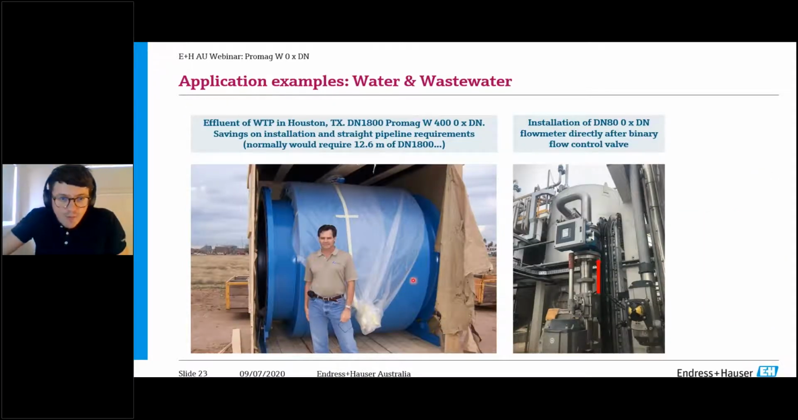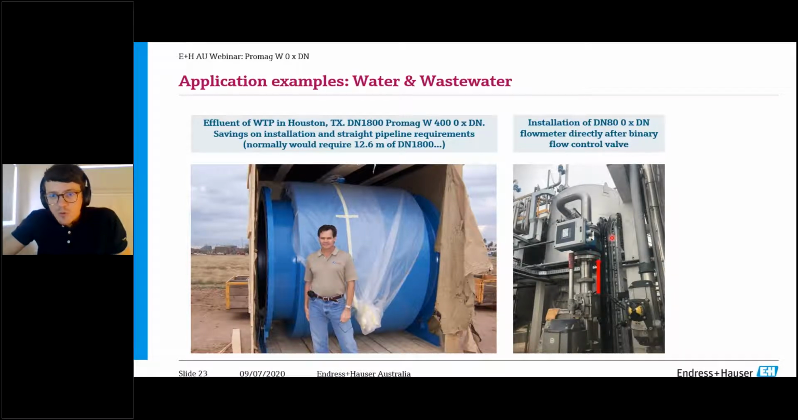Here's a really cool example from the US. This is on the outlet of a large treatment plant. They have supplied their 1.8 meter, so a DN1800 0DN flow meter. Normally we require 12.6 meters of straight pipe. Now we need way less than that with the 0DN. So some pretty substantial savings there, and also a cool picture here of a huge mag.